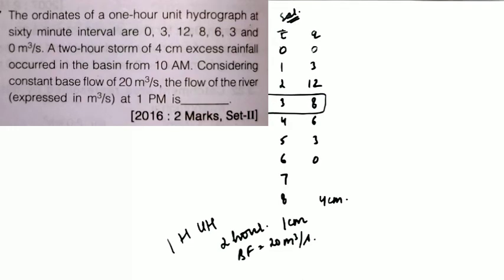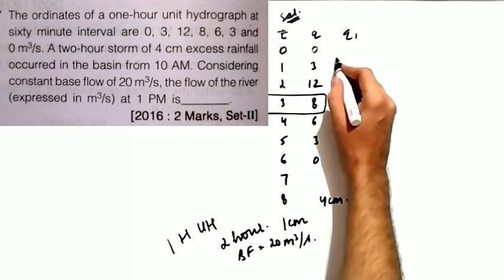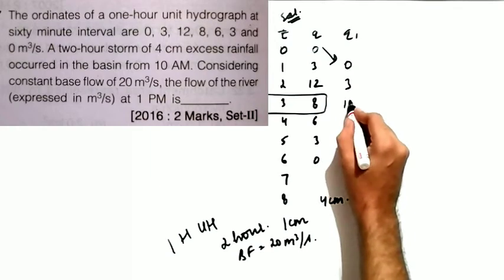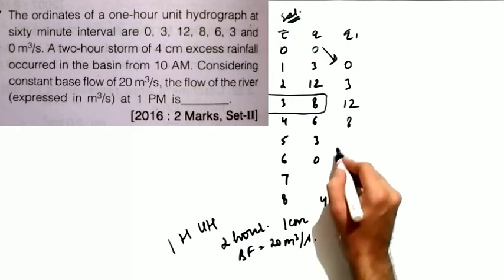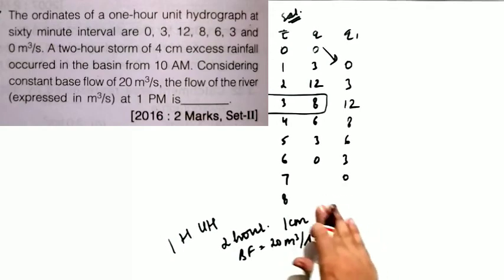First of all, you will have to convert this 1-hour unit hydrograph to a 2-hour unit hydrograph. Let us say this is Q1. Just shift it by one part. This will be 0. This will be 3. This will be 12. This will be 8. This will be 6. This will be 3. And this will be 0.